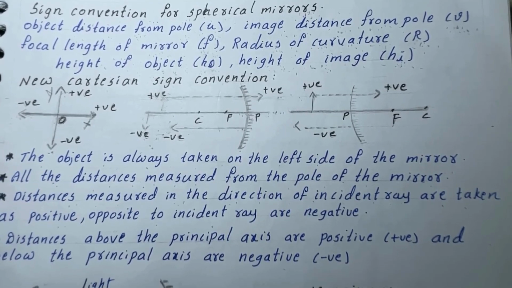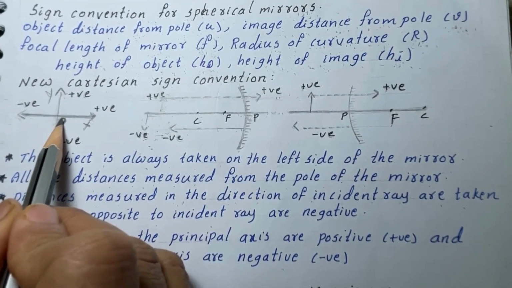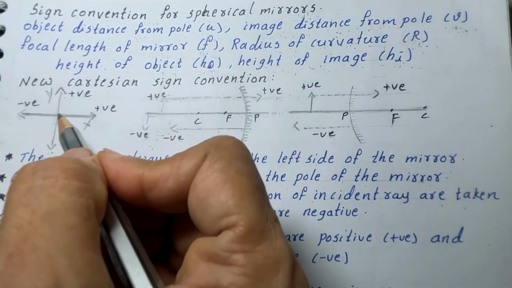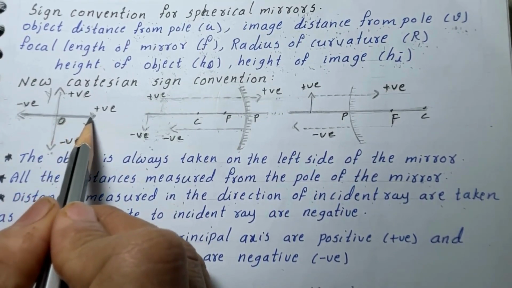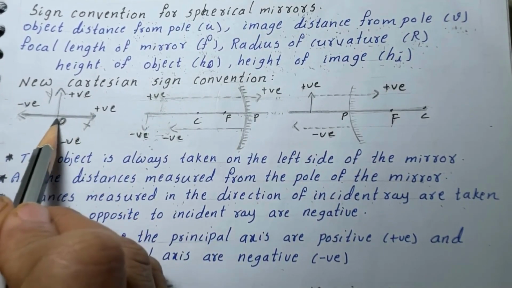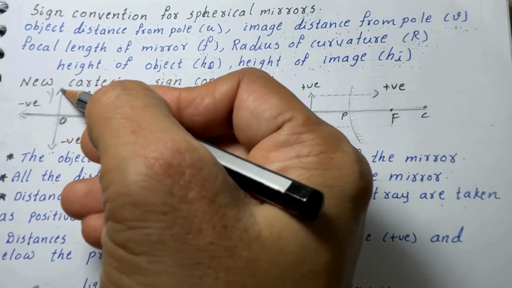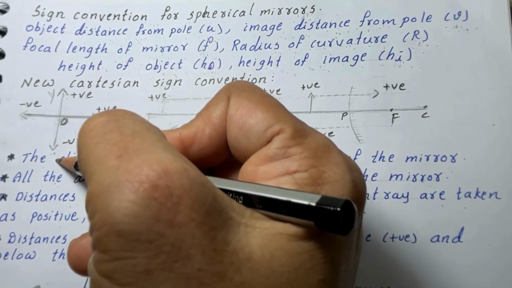For these measurements, the Cartesian sign convention is widely used. In the Cartesian sign convention system, there is one origin O, and parallel to the origin is the x-axis, perpendicular to the origin is the y-axis. The right hand side of the origin is positive, the left hand side of the origin is negative, above the origin is positive, below the origin is negative.